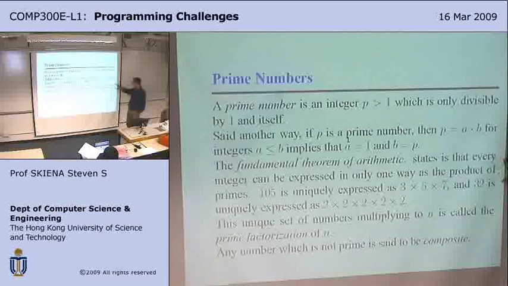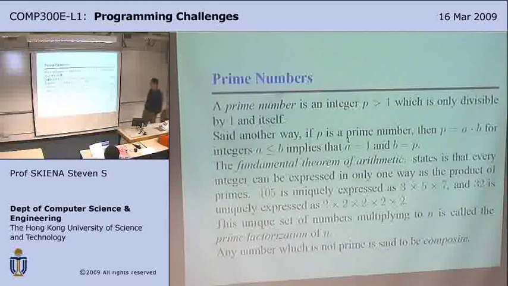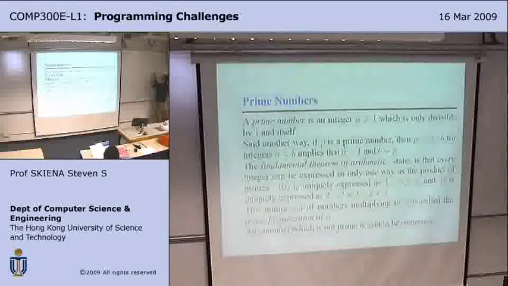But the fundamental theory that underlies divisibility is called the fundamental theorem of arithmetic. It states that every integer can be expressed in only one way as a product of primes. A prime is an integer that can be divided only by 1 and itself. What are the first prime numbers? Somebody chant with me on this. 2, 3, 5, what? 7, 11, 13, 17, 19, dot. Okay?